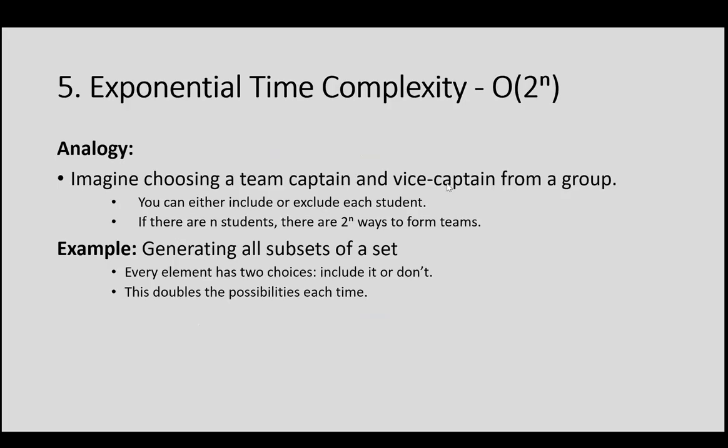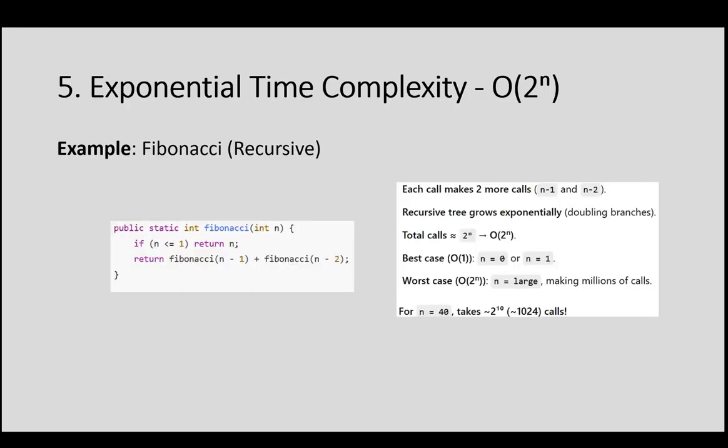2 raised to n is considered exponential time complexity, where n is nothing but the amount of input you are having. We have a beautiful example for exponential time complexity, that is O of 2 raised to n. Every time, for each iteration, I'll be having two components to look after. This is actually happening with recursive Fibonacci. So let's see this one.